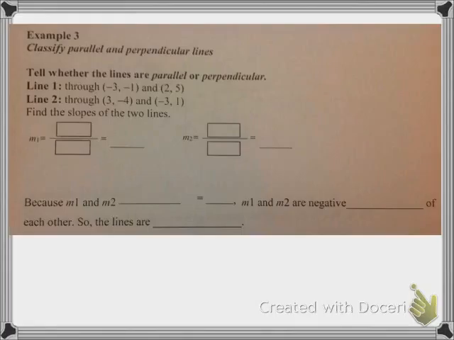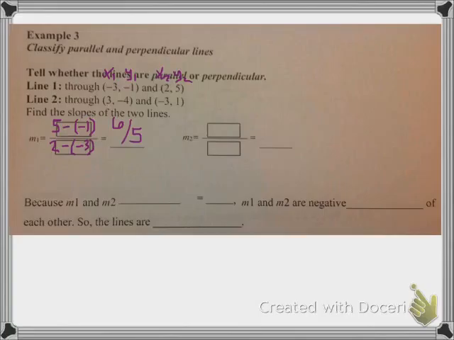So let's go ahead and try this. When you're classifying them as parallel or perpendicular, it's possible that it could be neither also. So it says tell whether the lines are parallel or perpendicular, and they give you the two sets of points for each line. So we start labeling the first one, x1, y1, x2, y2. We plug them in. It is 5 minus a negative 1, and then we have 2 minus a negative 3. Top, it becomes a plus. 5 plus 1 is 6, and 2 plus 3 is 5. So it's 6 over 5.